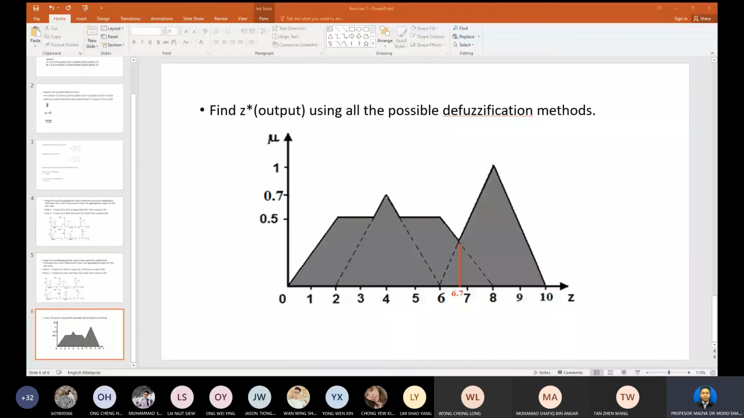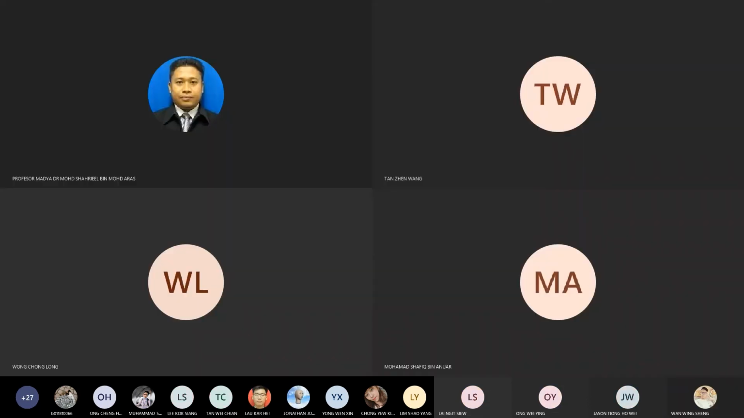Actually, we have a lot of techniques, but in our class we focus on only 4 of the most common defuzzification methods. They are the max, weighted average, min max, and the last one is the center of gravity. All right. Okay, class, any question so far?